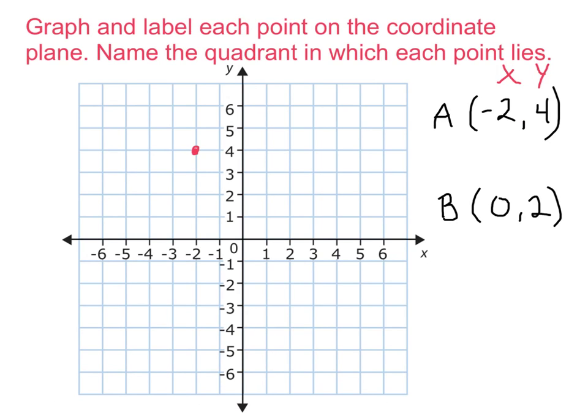And I'll label that point as A. And that is in quadrant 2. So I'll just put quad 2.